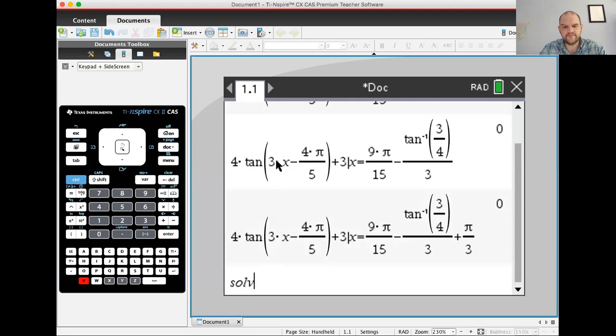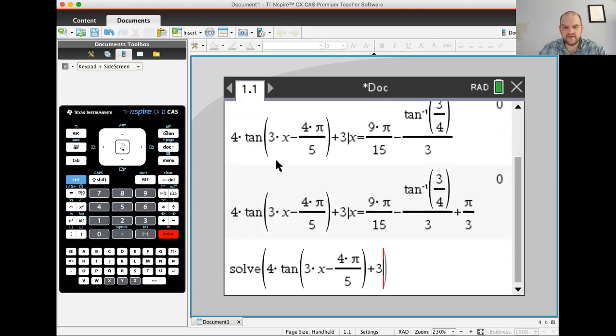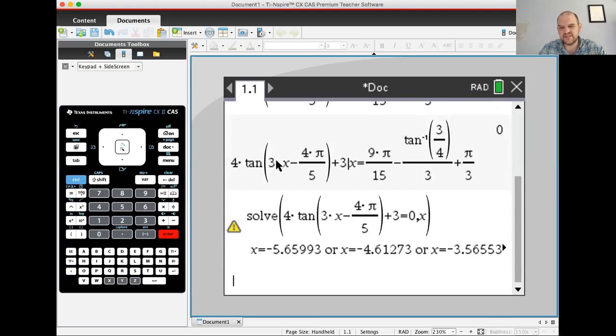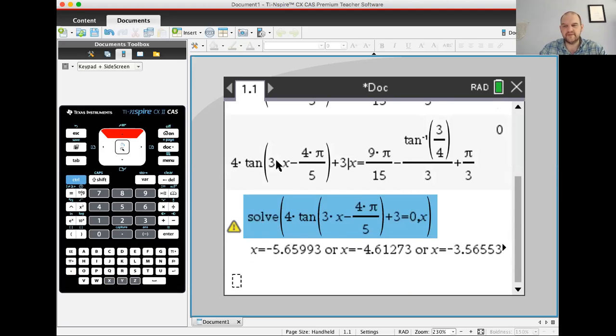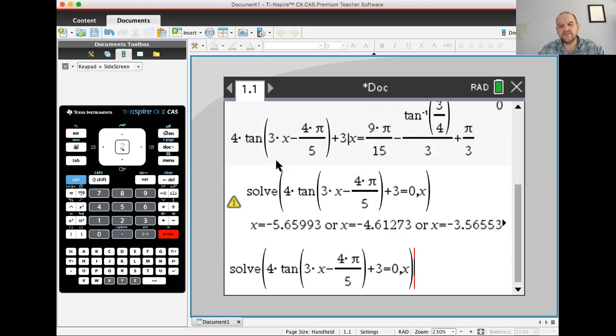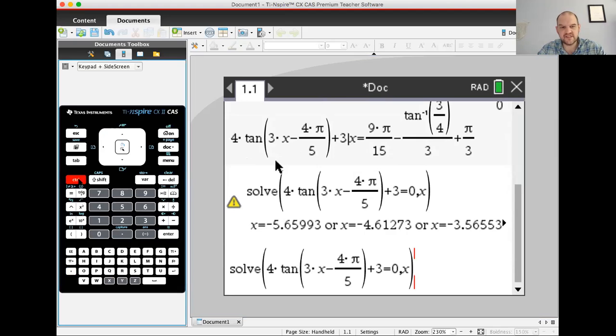We could also use solve. I'm going to try to copy and paste this down. Solve this equals 0 for x. Let's see what it gives us. Holy cow. Okay, so when this happens, we might not be able to get the exact value, but sometimes you can. So what I'm going to do is limit myself between 0 and 2 pi, and let's see what it says those values are. They might be exact values, hopefully.